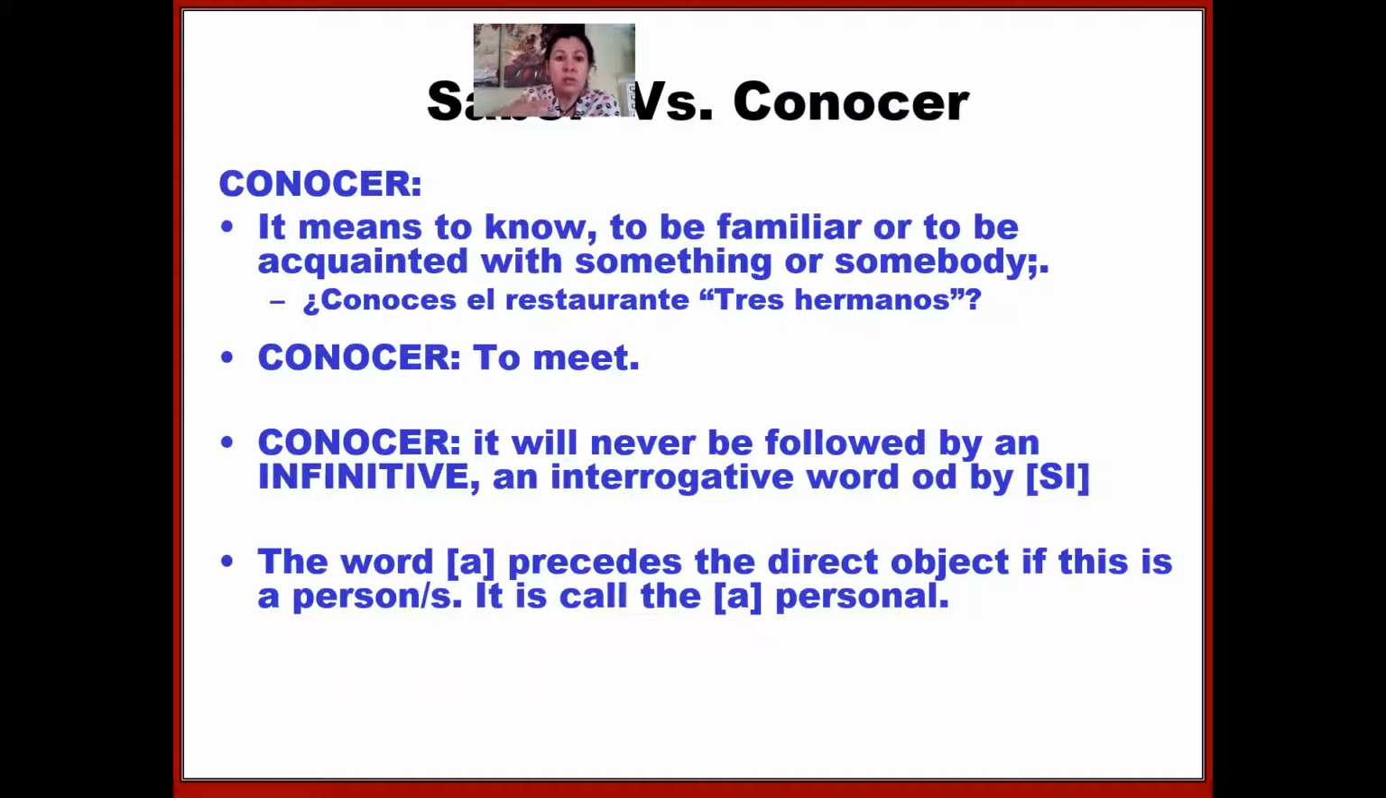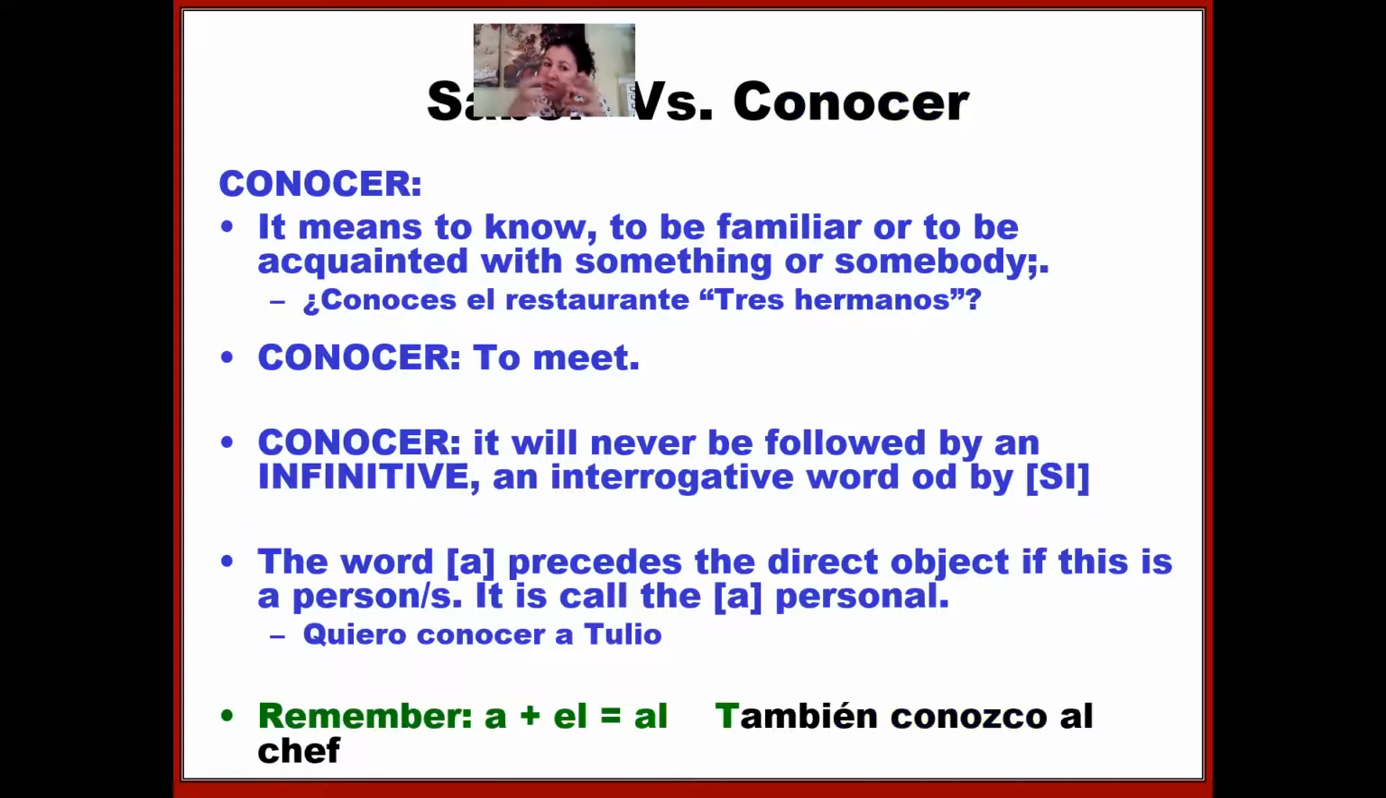And when we talk about conocer as to meet, to be familiar or acquainted with someone, someone is people, so we are going to need a direct object that is human, and to make it human, we're going to need the personal a we just studied. So, quiero conocer a Tulio, quiero conocer al presidente, quiero conocer a la secretaria. We're going to have to use the contraction there. That's all for saber and conocer.